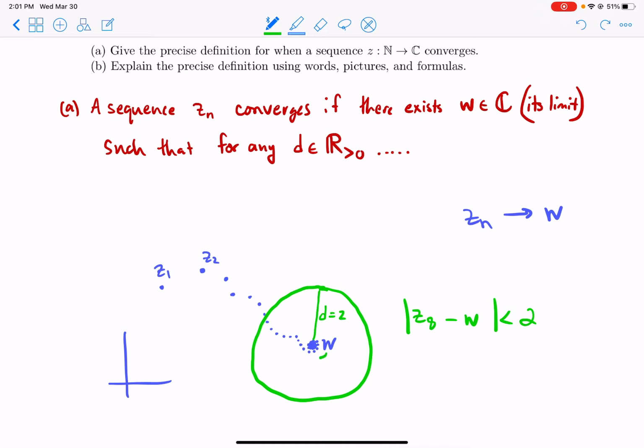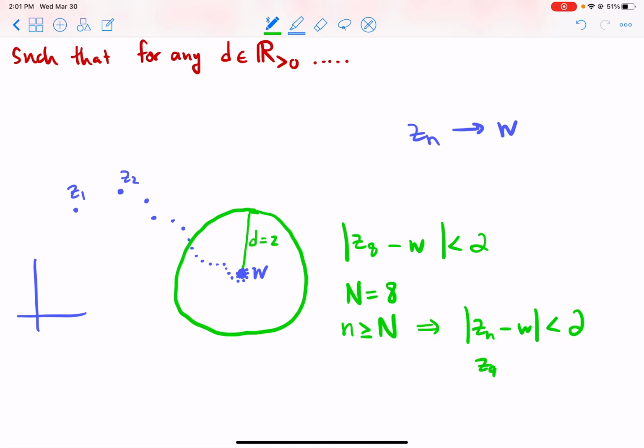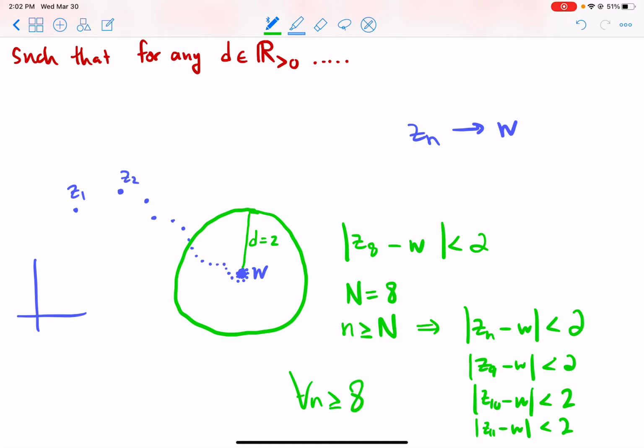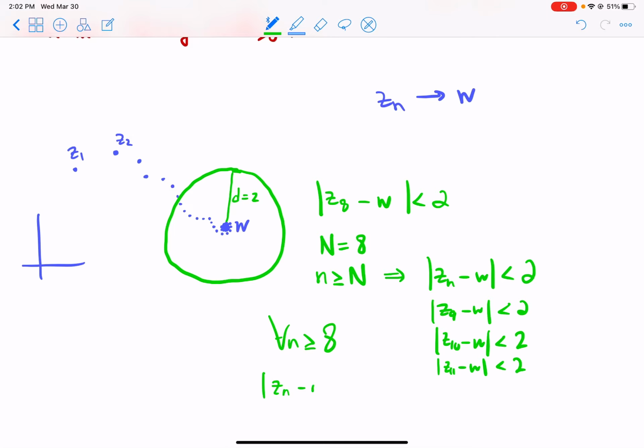And for any of the other zn's, that's also true. So actually, if capital N is 8, then little n past 8 implies that z sub little n minus w is less than 2. In particular, the distance of z9 from w is less than 2, z10 is less than 2, z11 is less than 2. All of them, we could say for all n past 8, zn minus w is less than 2.